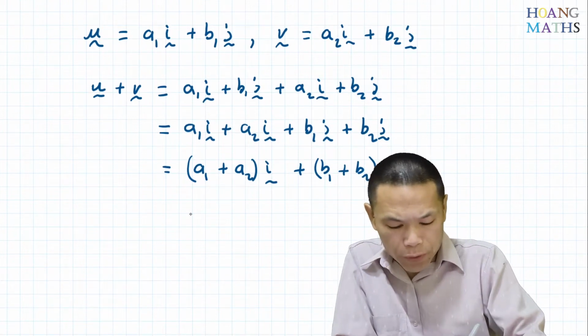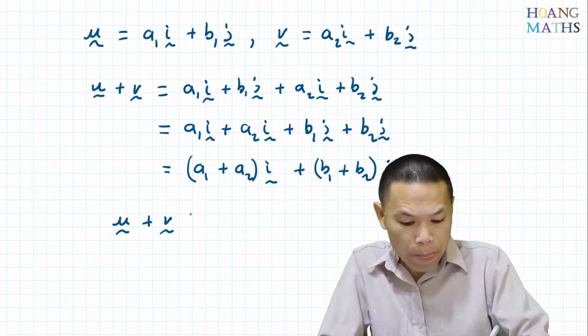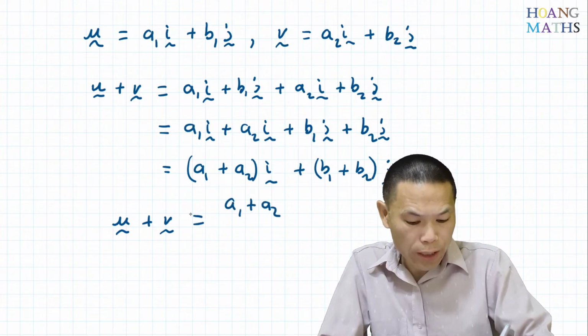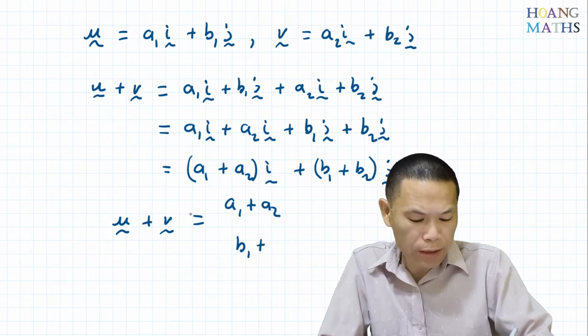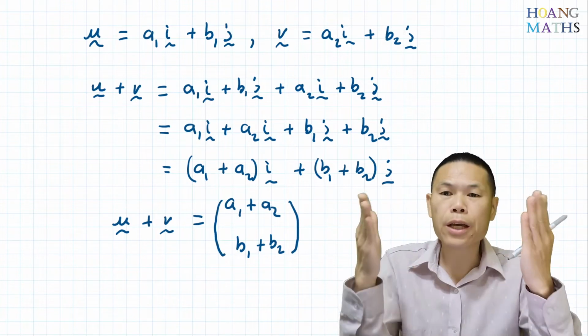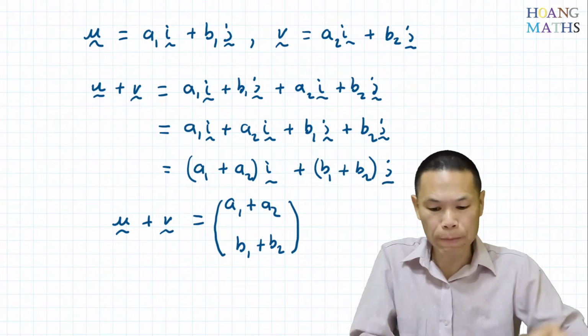So vector u plus vector v will give me a1 plus a2, and then this is b1 plus b2. There you go. This is vector u plus vector v. How about u minus v?